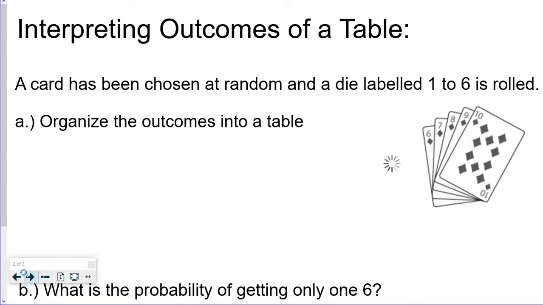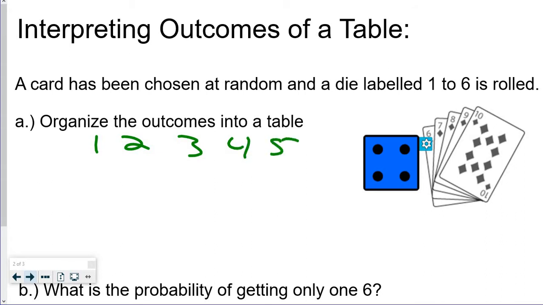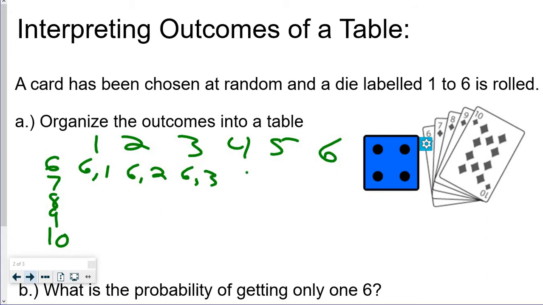So we're going to interpret the outcomes of a table. A card has been chosen at random and a die labeled 1 to 6 is rolled. Organize the outcomes into the table. So we have 1, 2, 3, 4, 5, and 6, and as you can see with the cards, we have 6, 7, 8, 9, and 10. So we have 6,1, 6,2, 6,3, 6,4, 6,5, and 6,6.